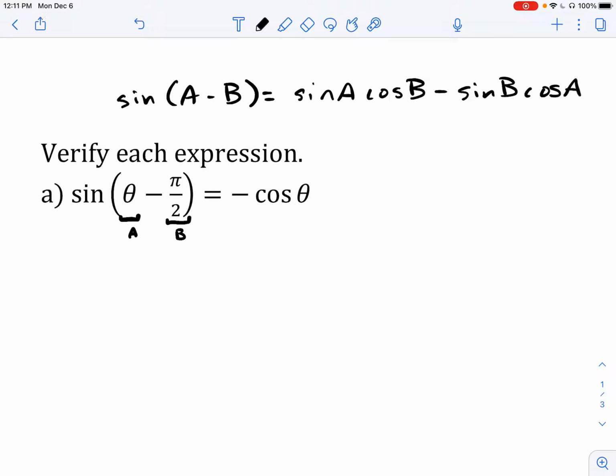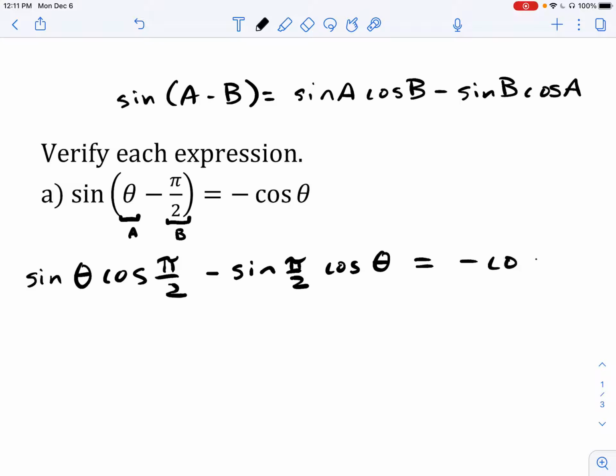We can just apply that formula here to rewrite this as sine of theta cosine of pi over 2, our second angle, minus the sine of pi over 2 times the cosine of theta. And this is all supposed to be equal to negative cosine of theta. This is what we're trying to verify. Now let's go through here and simplify.